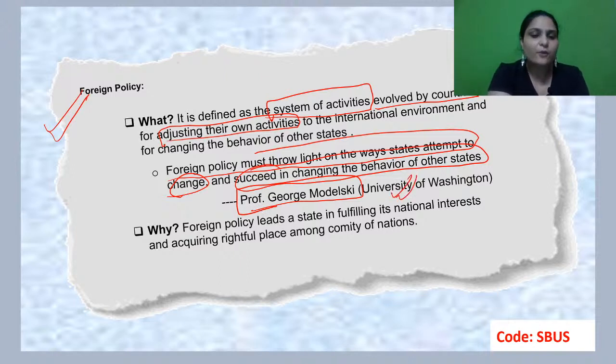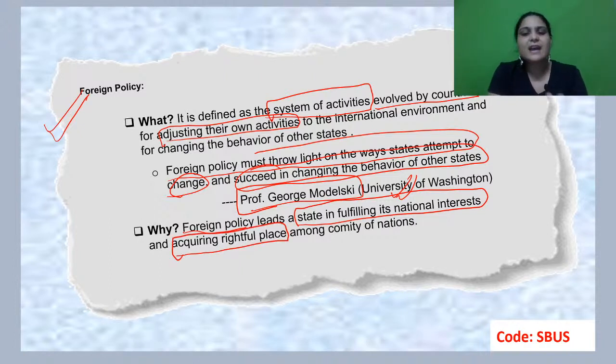Now, why do we need a foreign policy? We need a foreign policy because it leads a state in fulfilling its national interest and acquiring a rightful place among the comity of nations. How does it help the state in fulfilling its national interest? Have you seen the way the US operates around the world? A very, very recent incident about which all of you are aware was when they wanted hydroxychloroquine. The president could directly call our prime minister and tell him that we wanted that.